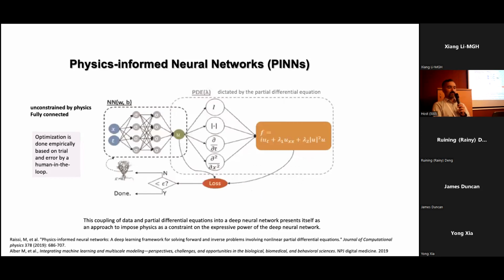So here's an example of a physics-informed neural network. One of the key insights, we just had the inventor of PINNs present to our group, Dr. Raissi, and he said one of the key insights he had when he developed this was that the derivative of a neural network is a neural network. That was the key insight. The derivative of a neural network is a neural network.